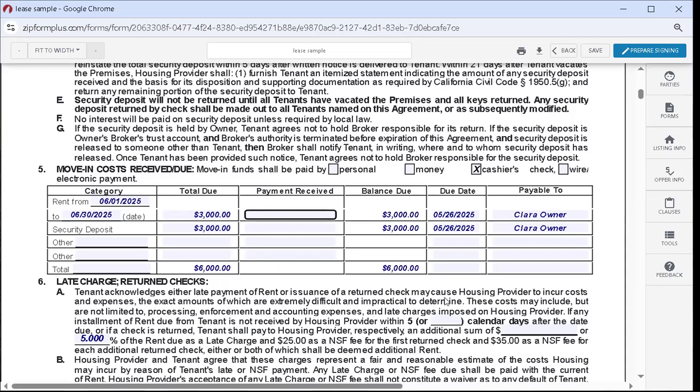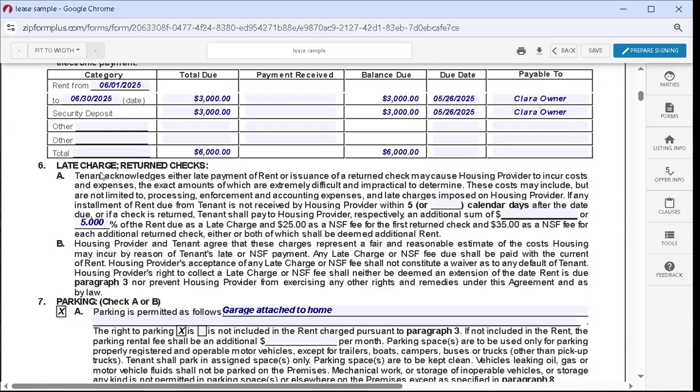Once the property owner has that check in their hand, they may hand date this. When the property owner receives it, they can hand date it when they're signing. So make sure that gets hand dated. Late charge for returned checks is 5%. It's pretty standard, or it could be a little higher. That is something for you to discuss.